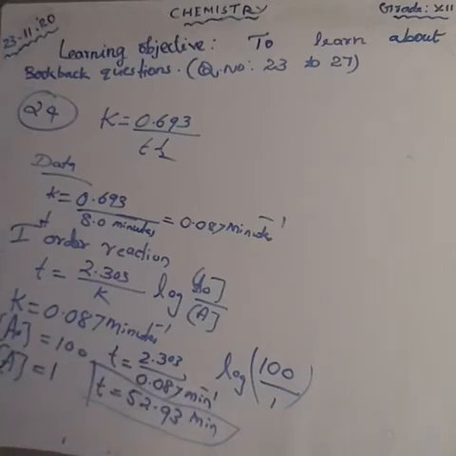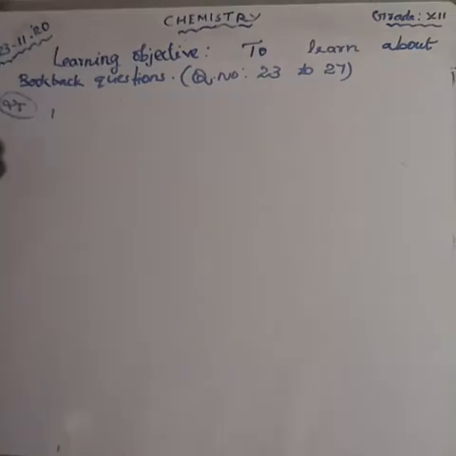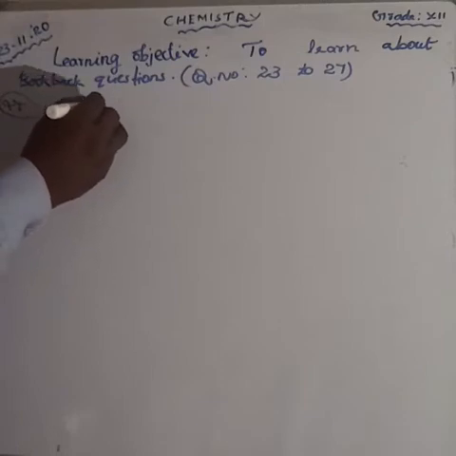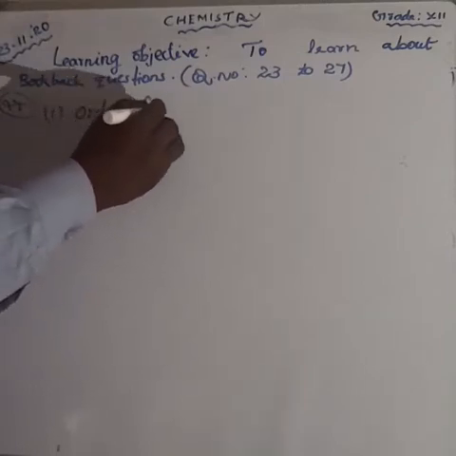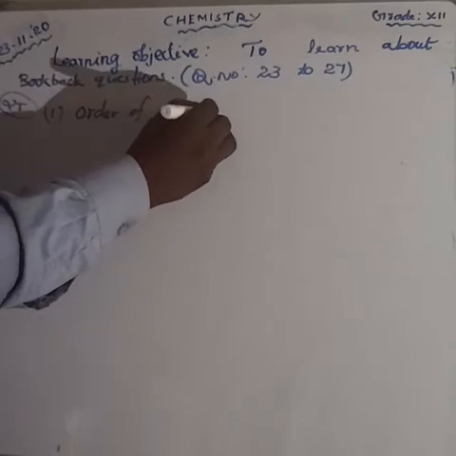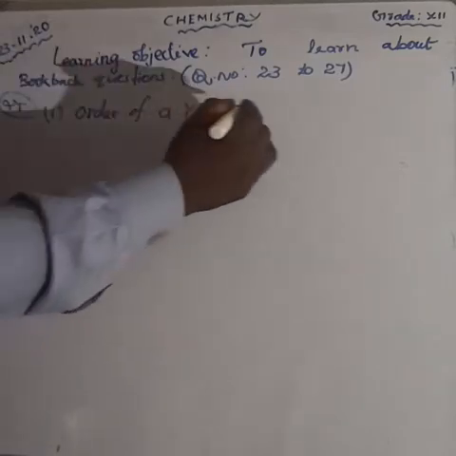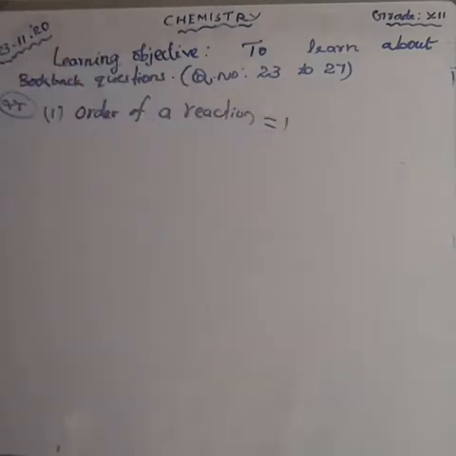This is the calculation of T for the 24th question. Okay, please all of you take this question. What about the next question? Order of the reaction. For this question, we know that the order of the reaction is equal to 1. Am I right? Previously discussed.